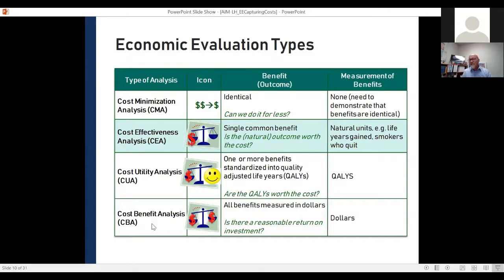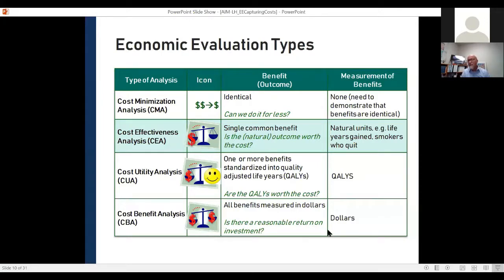Cost benefit analysis is probably what most people have in mind when they ask for an economic evaluation of our interventions or programs. And what that does in terms of the analysis, we have costs on one side, but now the outcomes are also converted to dollars, so that we have dollars on both sides of the scale. And a subtype of this type of evaluation is the return on investment. So is there a reasonable return on investment is one of the questions that helps us answer.